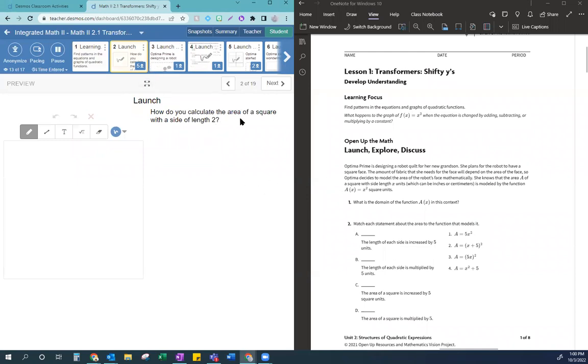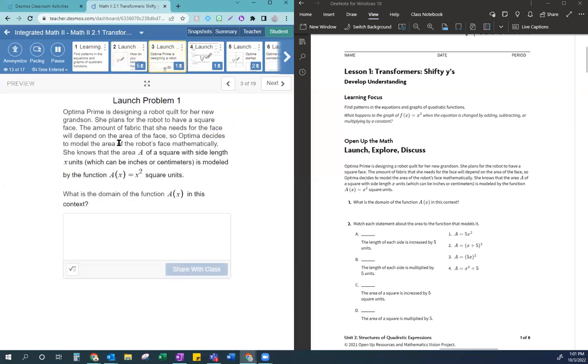Let's see, how do you calculate the area of a square with a side length of 2? Right? So some of you said, oh, Ms. Johnson, it's just 2 squared. Exactly. Okay, so Optima Prime is designing a robot quilt for her new grandson. She plans for the robot to have a square face. The amount of fabric she needs for the face will depend on the area of the face. So Optima decides to model the area of the robot's face mathematically.